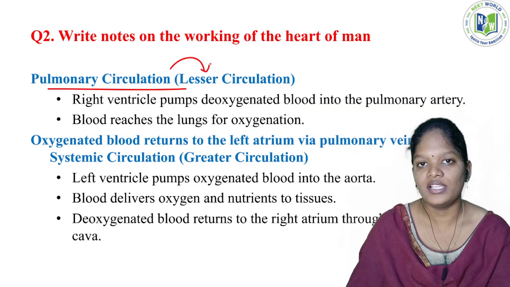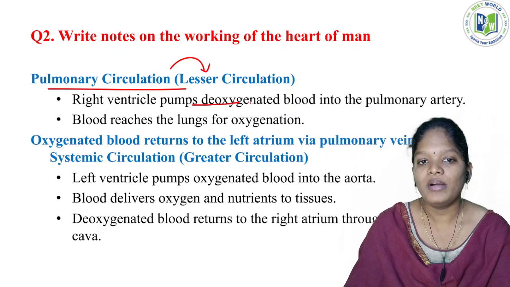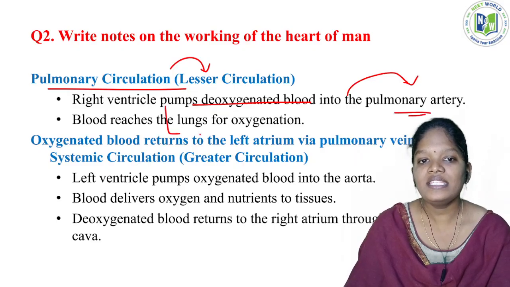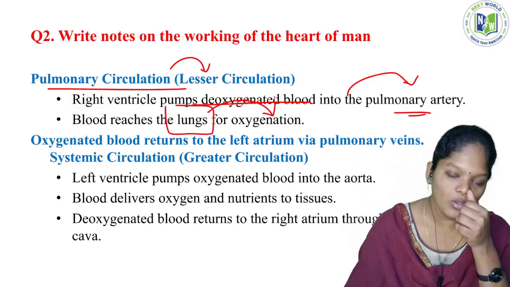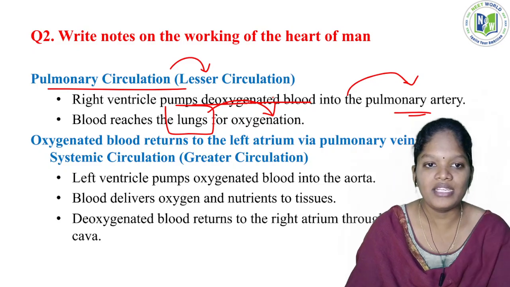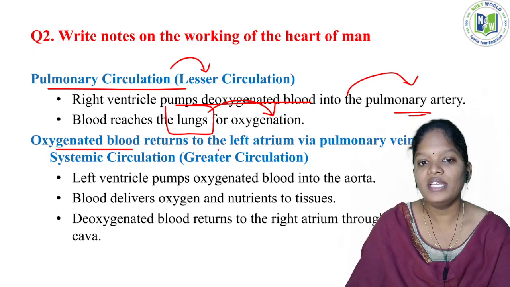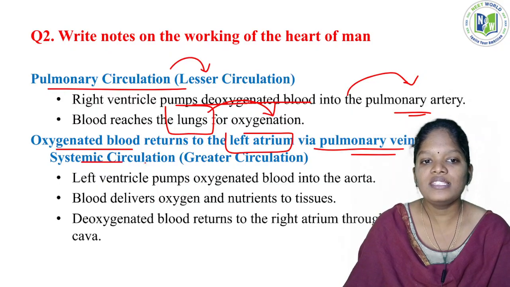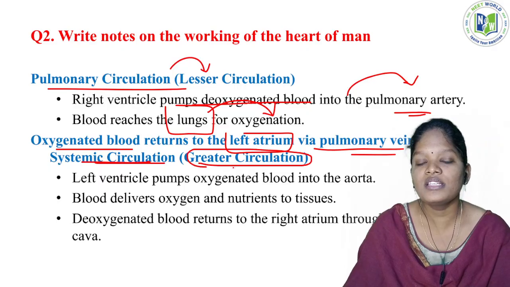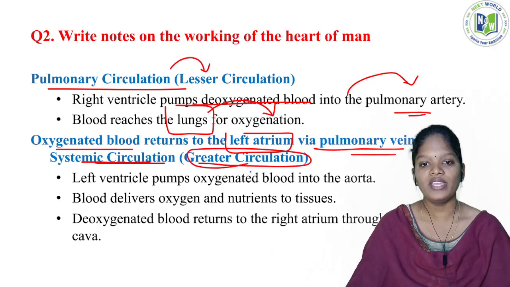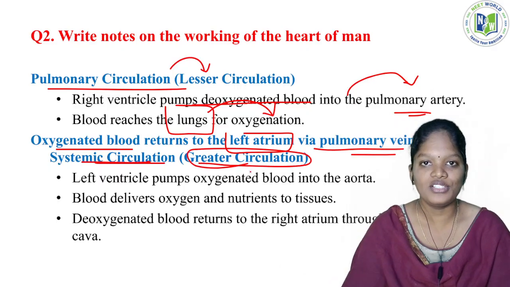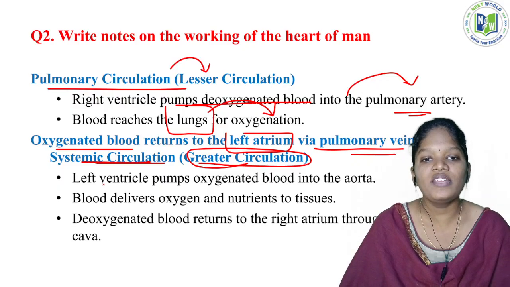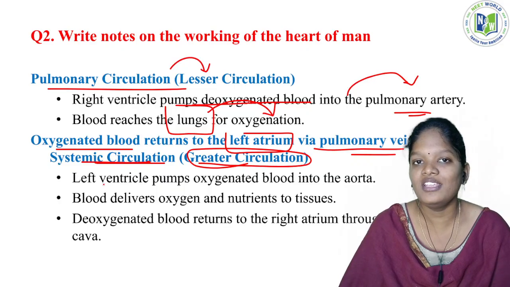Pulmonary circulation is the lesser circulation. Why? The right ventricle pumps the deoxygenated blood into the pulmonary artery, and it reaches the lungs to get oxygen. So for oxygenation, this is pulmonary circulation. Now oxygenated blood returns to the left atrium via the pulmonary veins, and then the systemic circulation begins. The systemic circulation is the greater circulation. Why? Because it reaches all other tissues in our entire body, and every cell needs oxygenated blood, not deoxygenated blood.